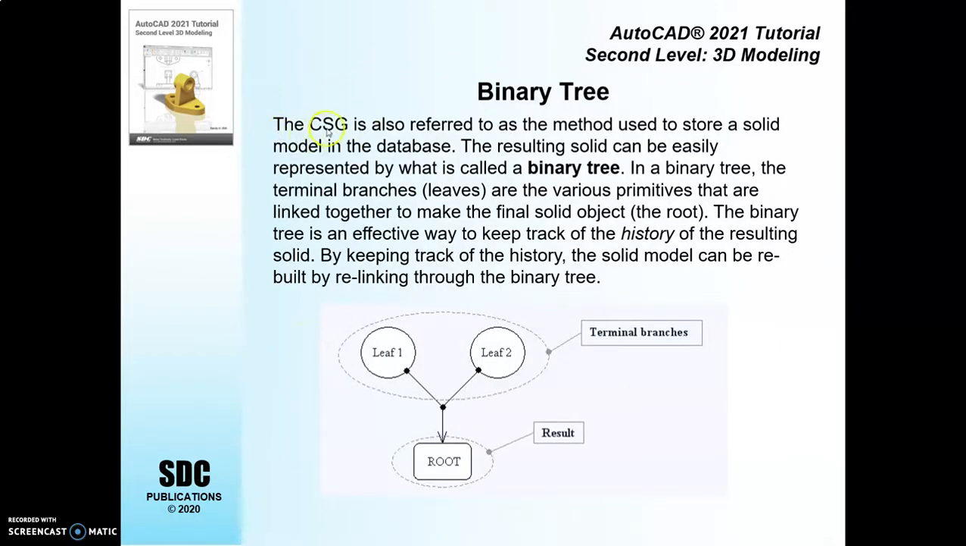Okay, the CSG is also referred to as the method used to store a solid model in a database. The resulting solid can be easily represented by what is called a binary tree. In a binary tree, the terminal branches, leaves, are the various primitives that are linked together to make the final solid object, the root. Okay, the binary tree is an effective way to keep track of the history of the resulting solid. By keeping track of the history, the solid model can be rebuilt by relinking through the binary tree. And here's our binary tree.